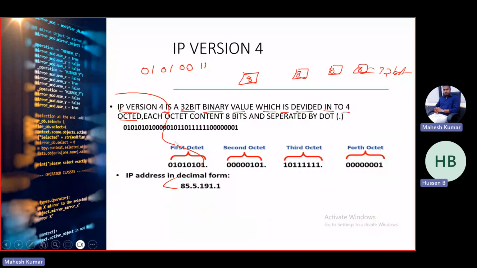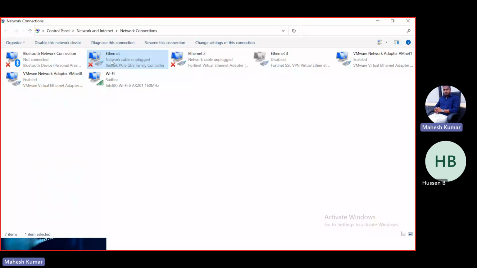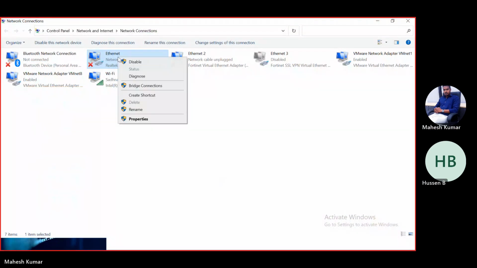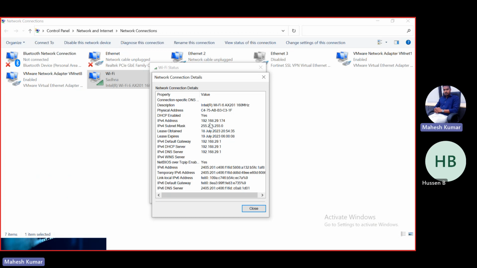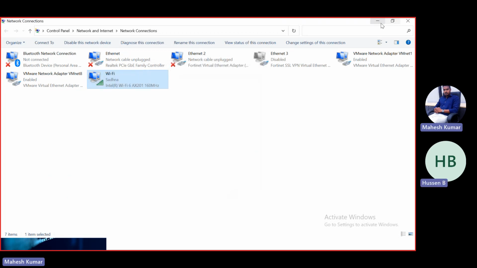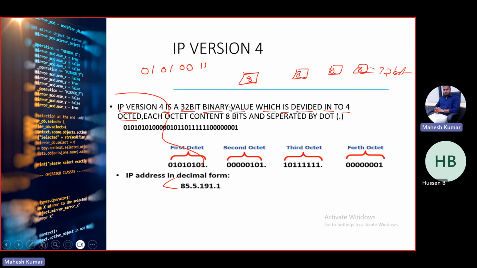Each octet contains 8 bits and is separated by a dot. Here is a dot, here is a dot, here is a dot, right? Everywhere we are separated with a dot. Here also, if you check this one, it is separated with a dot, right? 192.168.29.174. So 8 bits here, 8 bits here, 8 bits here, 8 bits here.